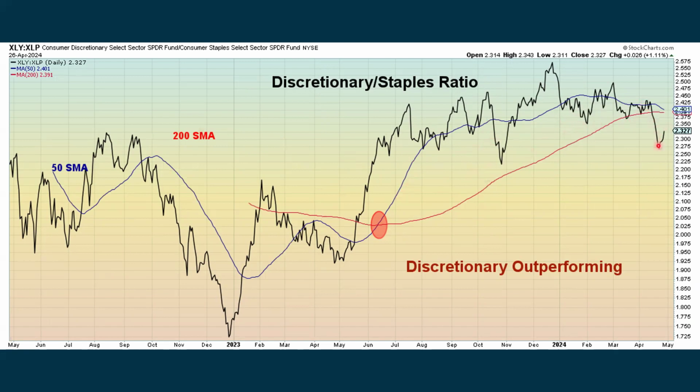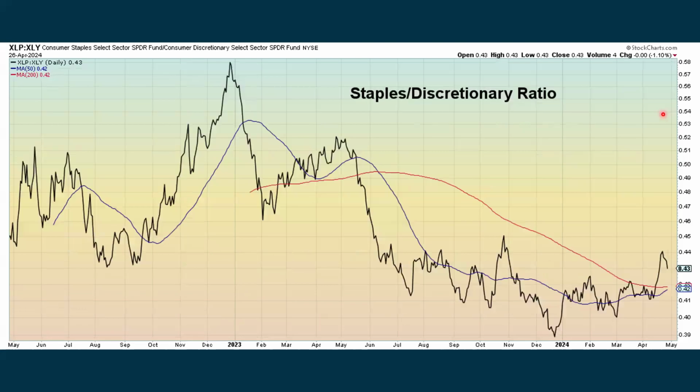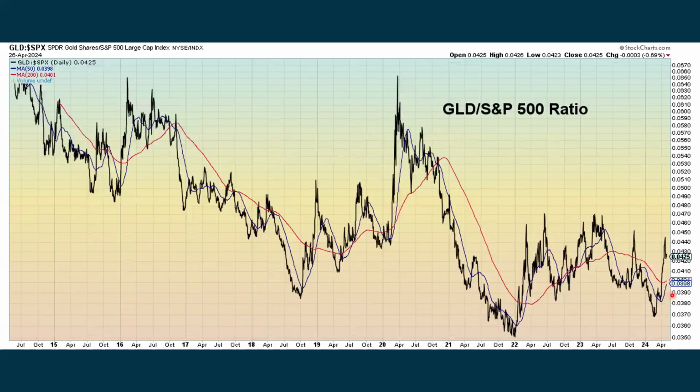And a lot of this weakness is coming from Tesla. If this could really get some legs and continue to go higher, that would be more positive for the market. And then here's an inverse of that same chart showing how staples are underperforming. If we stay above these lines, we might see a golden cross with this ratio.